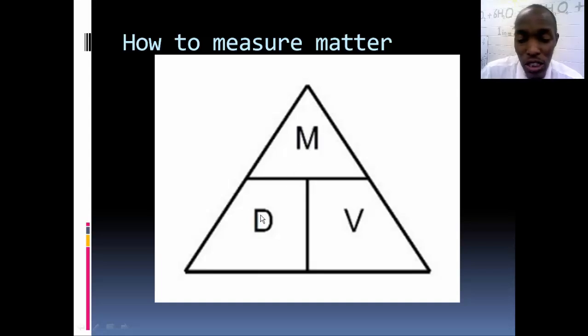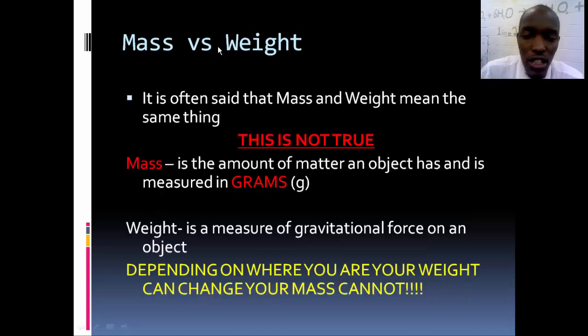And as we see here, we have a D, and of course, because we just talked about it, it must mean density. M and V are two that we talked about before, M being mass, V being volume. So we have a reference to what we're going to be measuring matter by: mass, volume, and density. So let's first look at mass.